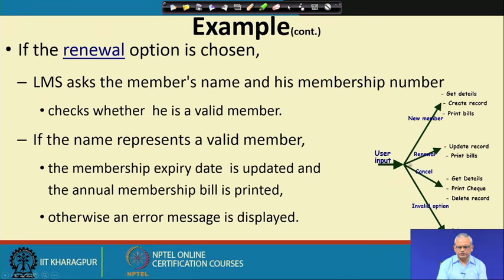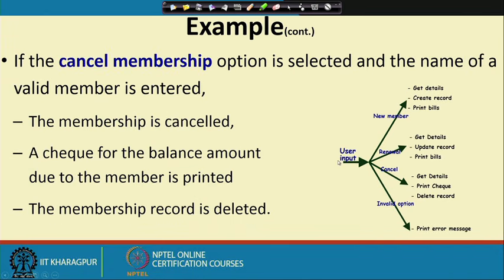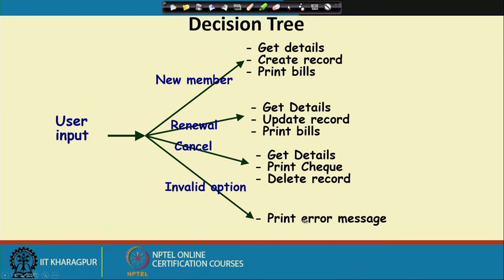If the renewal option is chosen, then if the name represents a valid member, then the expiry date is updated and the bill for the renewal is printed. Similarly, if the cancel membership option is chosen, then the details like name etcetera are obtained and the balance amount is printed on a check and then the membership is deleted. If any other option is chosen, then an error message is printed.